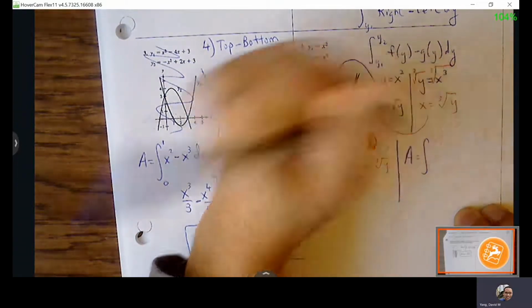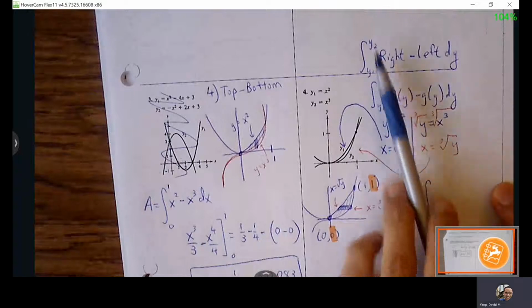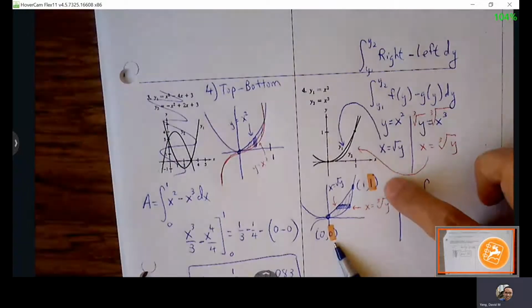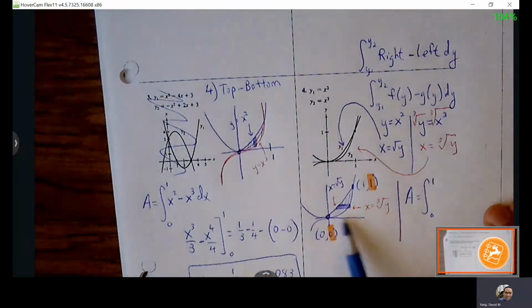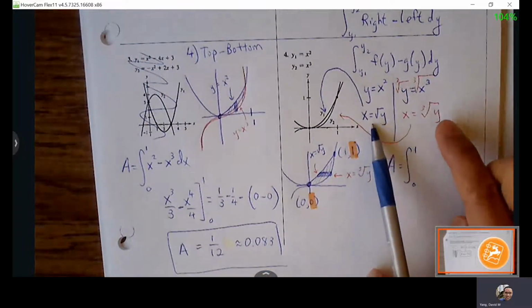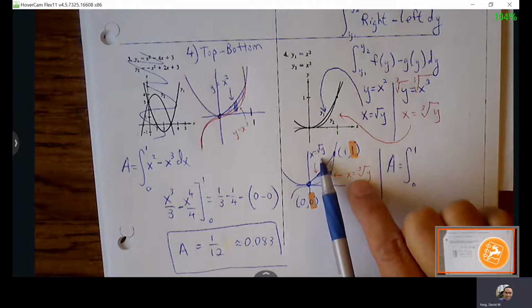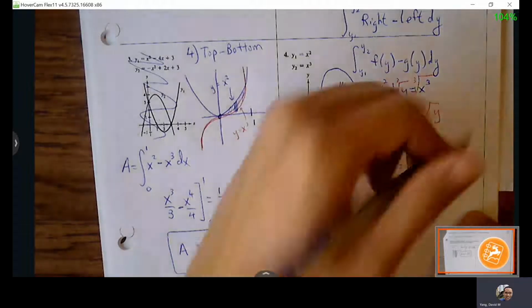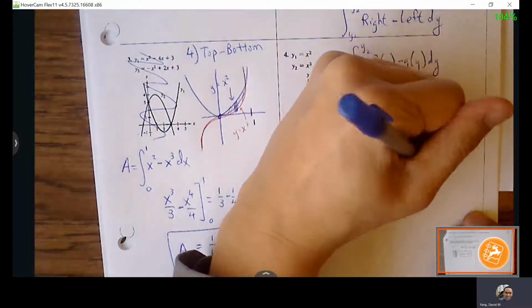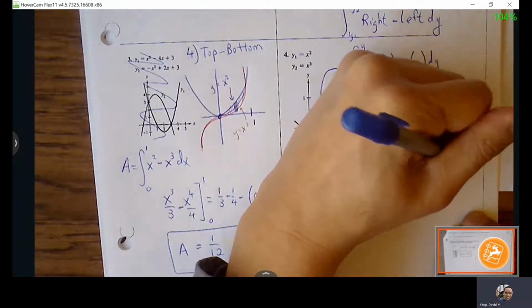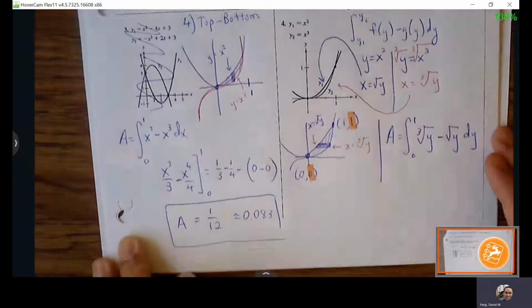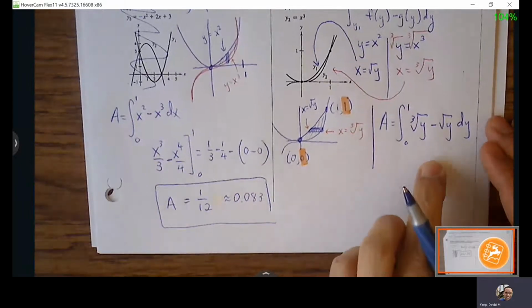Area is a definite integral from lower bound to upper bound, from the lower to the higher y value. And then right minus left. So the graph on the right, we've adjusted it. They're both in a proper form. Cube root of y is the one on the right. Square root of y is the one on the left. And then we can do power rule, but we're going to make the calculator do the work for us.